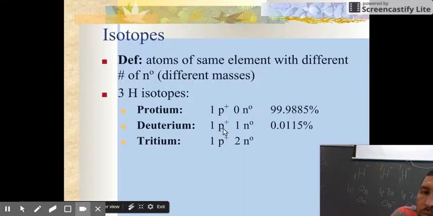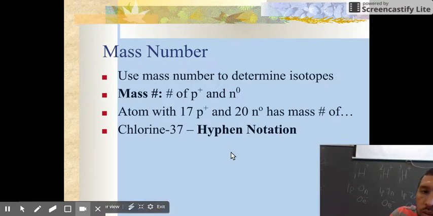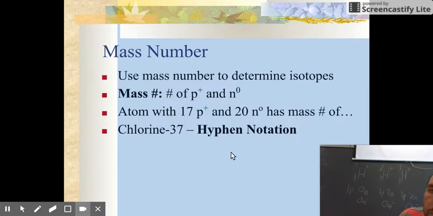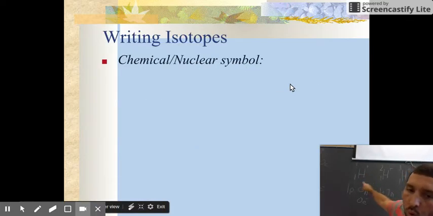0.01% of the time, you'll find hydrogen with 1 proton and 1 neutron. And in the laboratory, you can make 1 proton with 2 neutrons. So here we go, our mass number. Our mass number is a way that we will write the idea of how many protons and neutrons a given element will have. So we use a mass number to determine the isotopes. Which form of the element are we talking about?